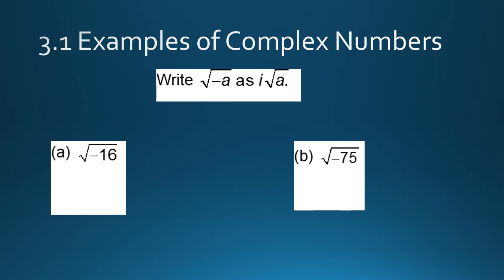Okay, some examples. First of all, notice that we're going to write the square root of a negative number as i times the square root of the positive of that number. So what we're going to do here is we're going to do a little simplifying. For a, we have the square root of -16, and for b, we have the square root of -75. Pause this recording, give the problems a try, and resume the recording to check your answer.